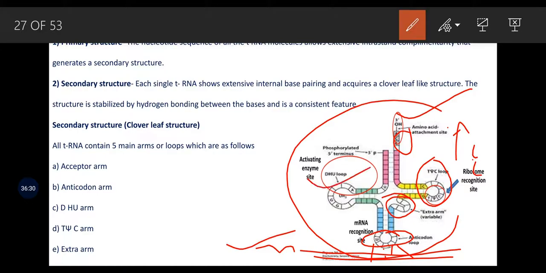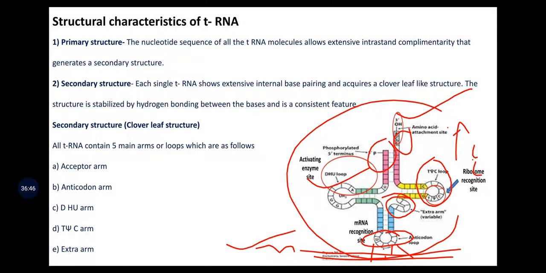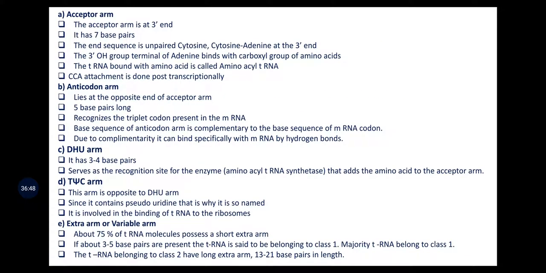Here there is a DHU loop. The function of this is activating the enzyme site. At the 5' end here, the P site, it is called the phosphorylated 5' terminus. We'll discuss the functioning of each site.